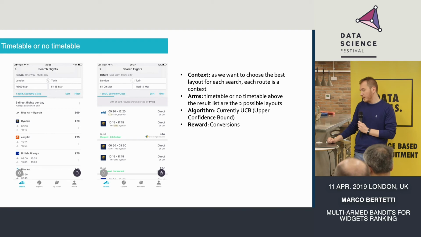In this case, because we wanted to optimize for each of the searches, we picked the route as a context. So each of the origin, destination, search parameters would represent a context in this particular case. The arms, as I've already mentioned, are your options. So the 2 layout options: having the widget or not having the widget. For the algorithm, we did a very quick run on Epsilon Greedy just for testing purposes, and then we actually ran tests with the UCB versions. And as a reward, of course, we wanted to maximize conversions. So how many people actually found that widget useful? Were they exiting more with the widget or without the widget?